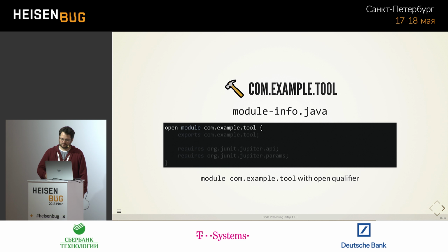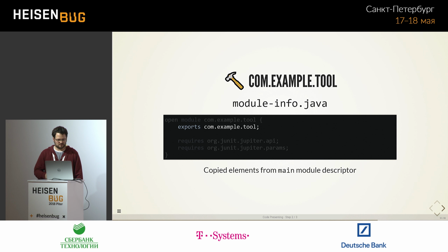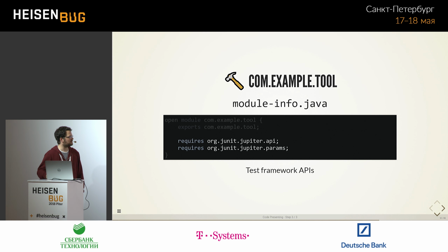For the tool module, just the same in white. We open our module, we export our package like we did in the main module descriptor, and we require some API for testing.